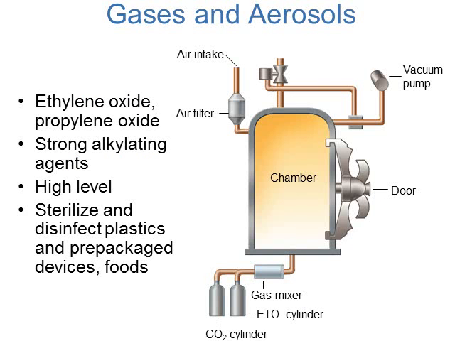Gases and aerosols. There are different types of gases that you can use. It's kind of like an autoclave, but instead of pumping in water, you pump in these different gases. So ethylene oxide and propylene oxide are really strong alkylating agents, so basically they just destroy the cells. They work at a really high level, so they can be used to sterilize or disinfect plastics and prepackaged devices. Sometimes we can use it for food.